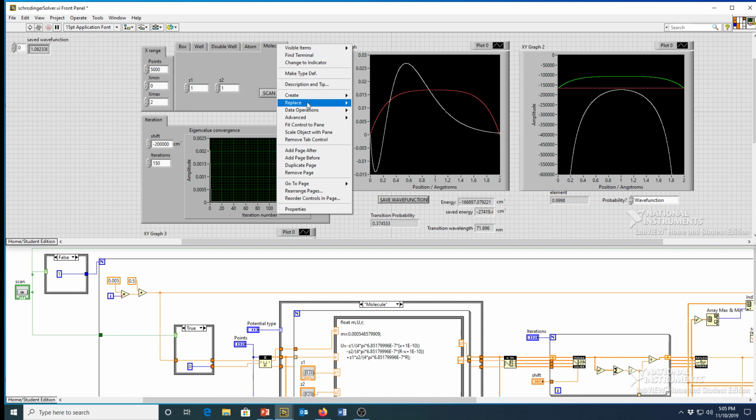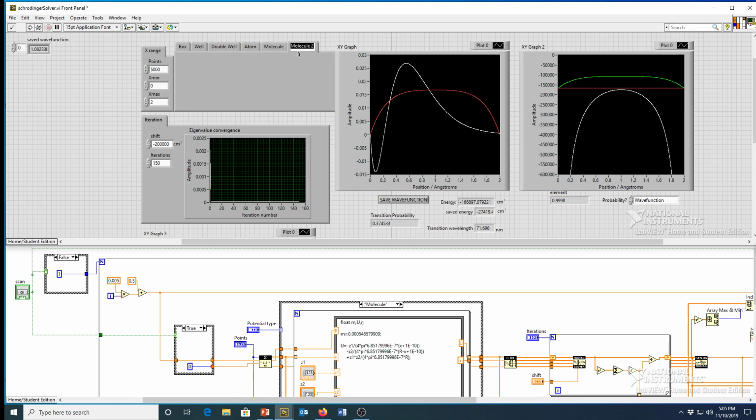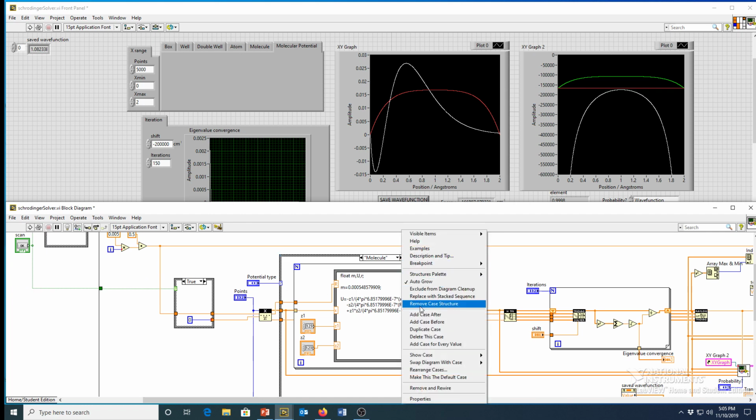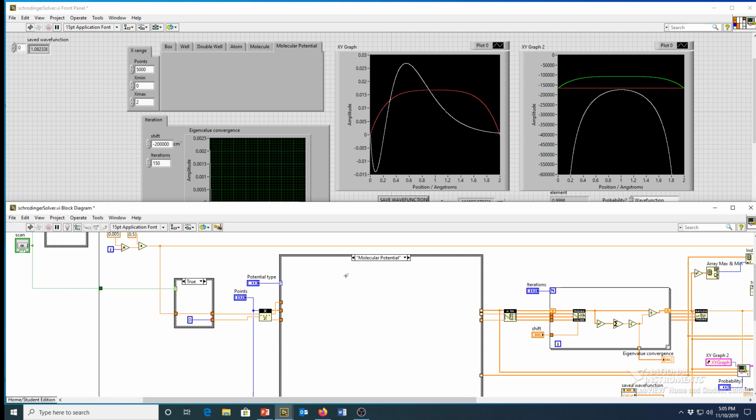And so I'm going to once again add another page to our tab here, and I'll call it molecular potential. And here we will solve vibrational frequencies of the potential we've scanned for. So I'll make another case in my case structure on my block diagram.